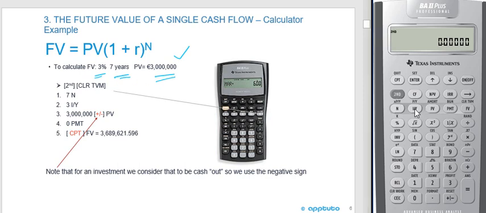So again, just check, better safe than sorry. Check my periods per year, it's 1. So how do we do that? I usually start from the left and work my way right. So it's 7 N, okay, it's 3 IY, and you can see enter is a whole number, there's no percentages there. It's 3 million that you got, and it's going to be money out of your pocket. You're going to invest it, so I make that a negative present value. You're not going to make or receive any payments until the end, and you hit compute the future value, and there you go, 3,689,621.596. So as I said, note that for an investment we consider that to be cash out, so we use the negative sign.